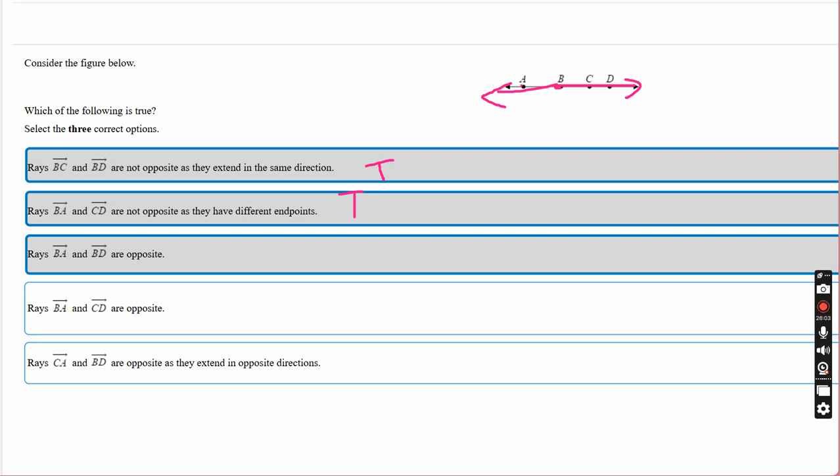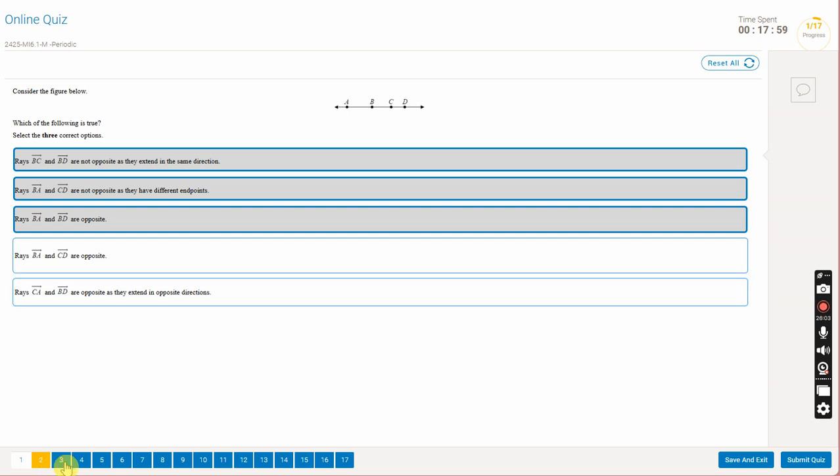The next, BA and CD again, what is it? BA and CD are, just a minute. BA and CD are opposite? No, because they don't have the same starting point. Ray CA and BD are opposite as they extend in opposite directions? No, because again, they don't have the same starting point.